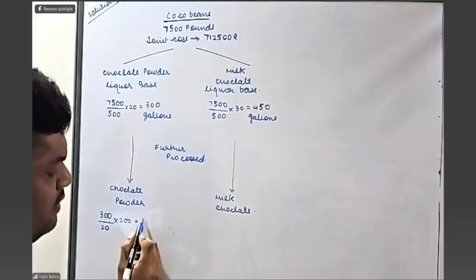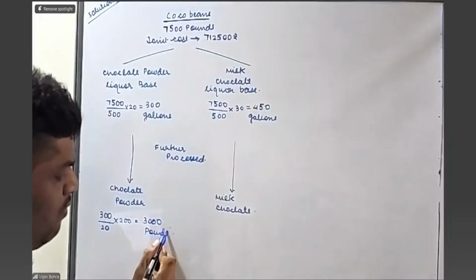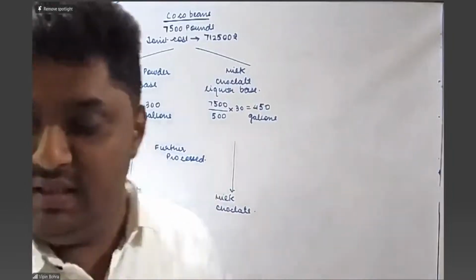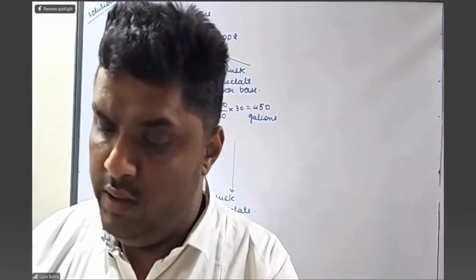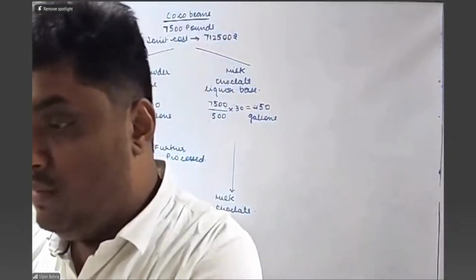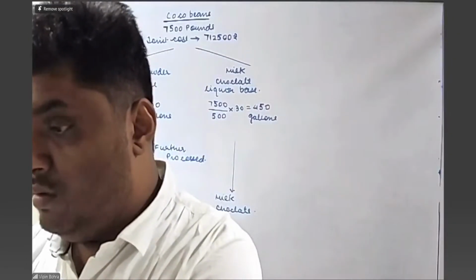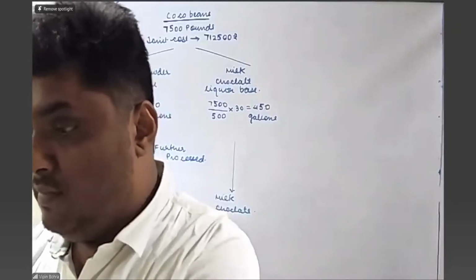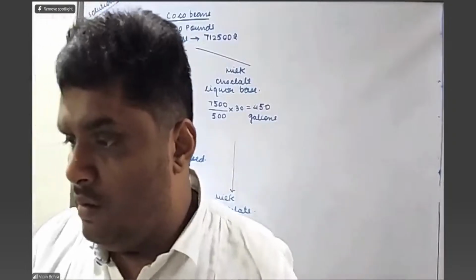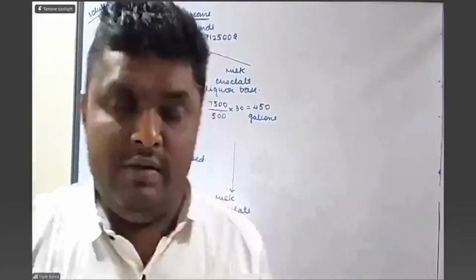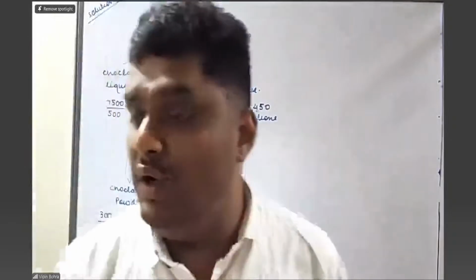It's 3,000. Sorry, calculation mistake. So 300 divided by 20 into 200, so it comes to 3,000. Now, this 3,000 pounds information is straight away given in the question. It means our calculation is correct.